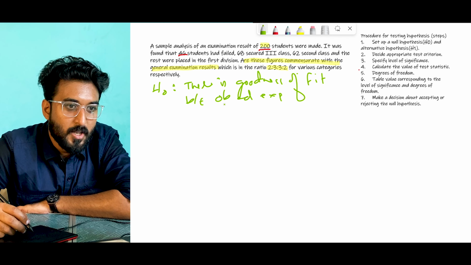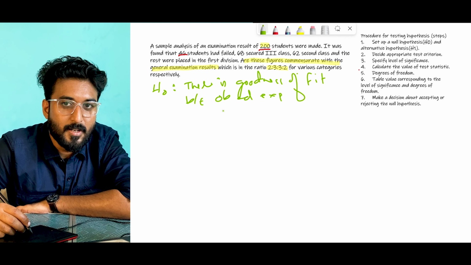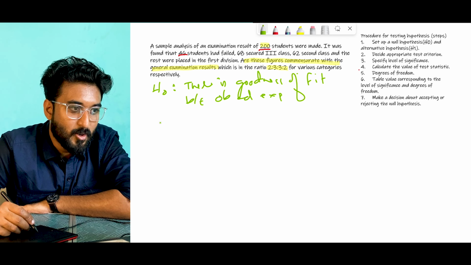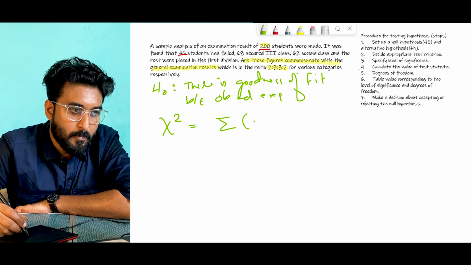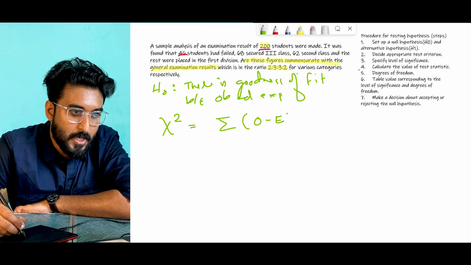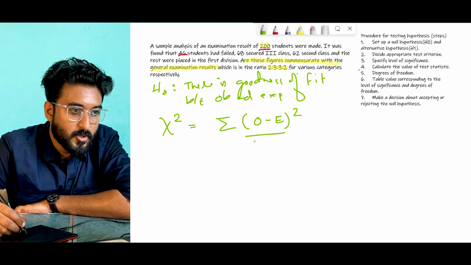Next one, decide the appropriate test criterion. So we decide what the test criterion is here. The chi-square is the test criterion. So for the chi-square test, how do we find the value? The chi-square value is equal to the summation of O minus E the whole square divided by E.